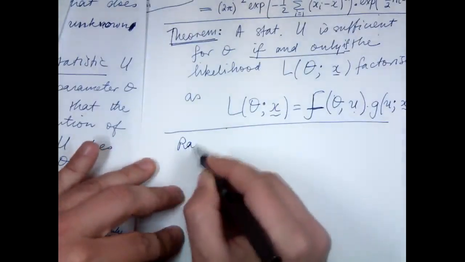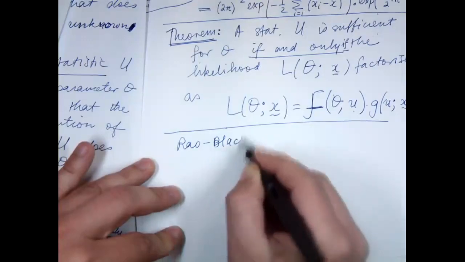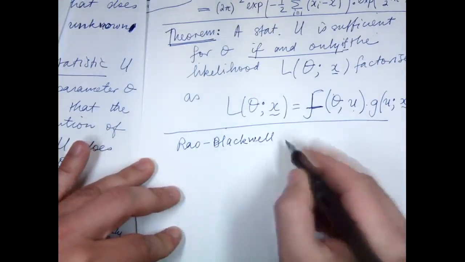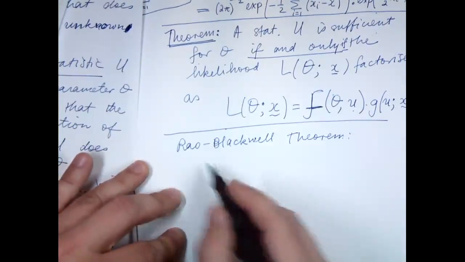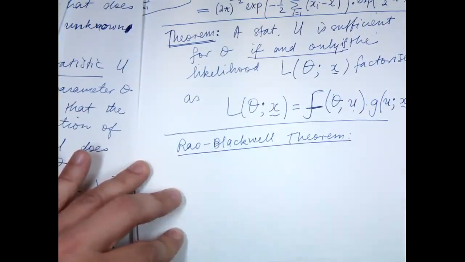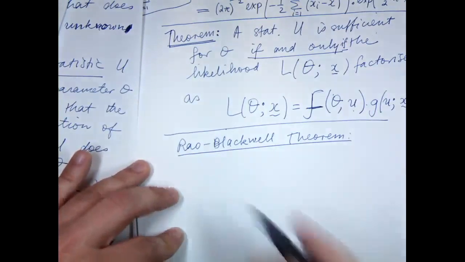So finally, I'm going to state this theorem called the Rao-Blackwell theorem. There are many reasons that sufficient statistics are important, but this is an example which, as I said at the start, systematizes the procedure to find a minimum variance unbiased estimator.